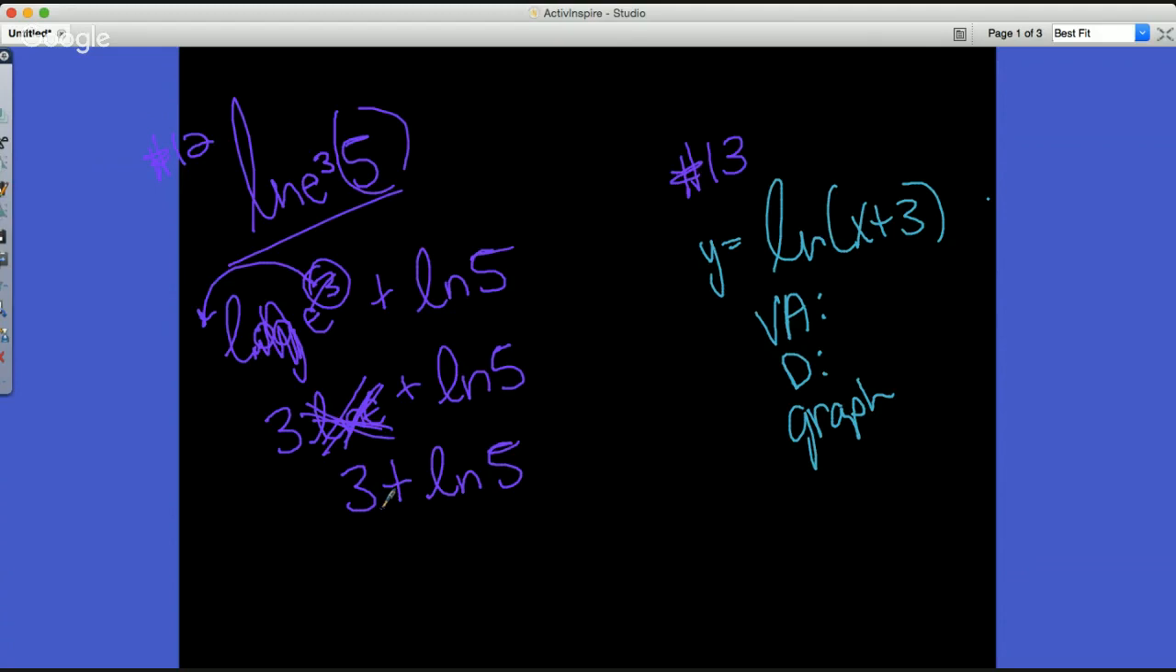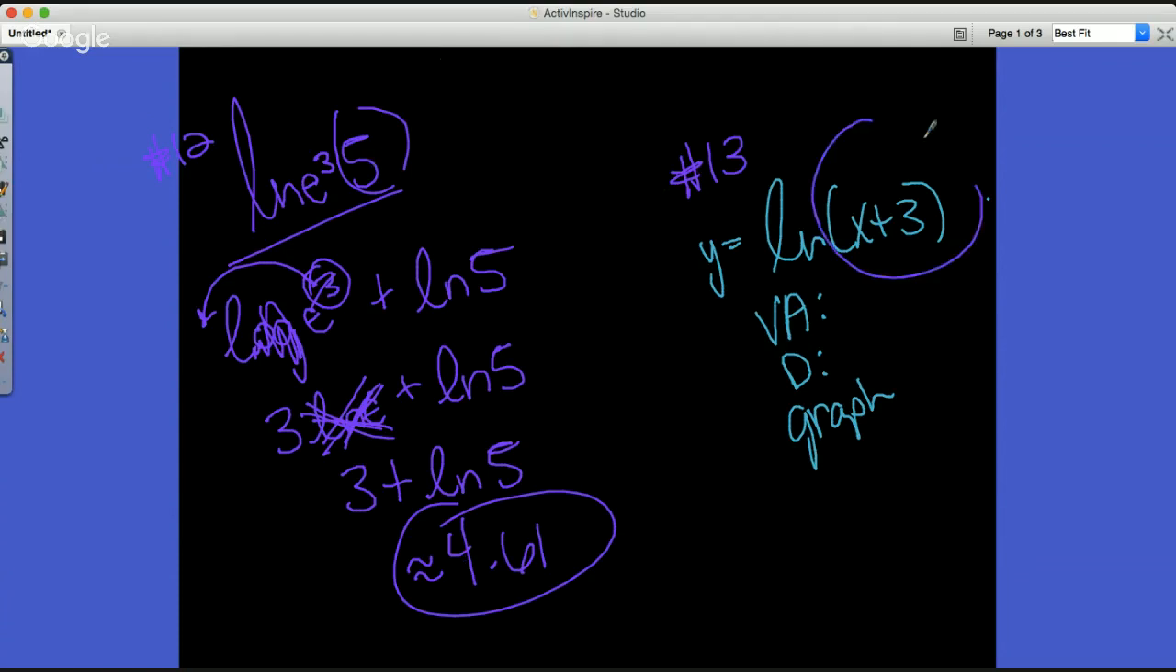Now be careful, it's not ln of 5 plus 3. You have to make sure the 3 is on the outside. So solve for that first, then add 3. I got approximately 4.61. So that right there would be the value when simplified.